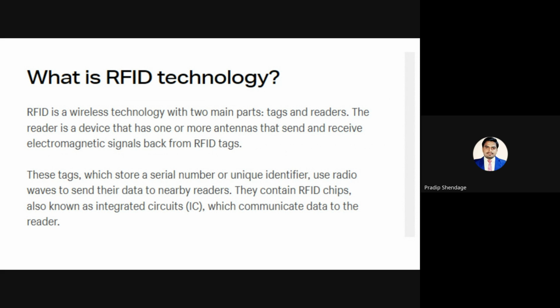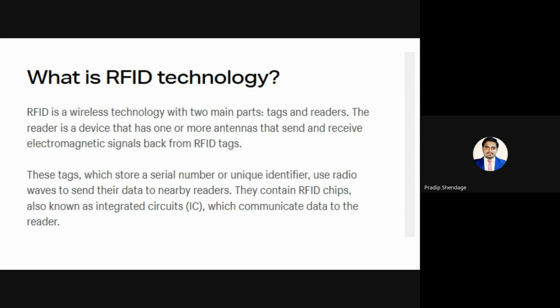The next part is the tags, which store a serial number and unique identifier, and use radio waves to send their data to nearby readers. They contain an RFID chip, also known as an integrated circuit, which will communicate data to the reader. Basically, these systems are used when we want to track and monitor any object in a particular environment where humans can't reach easily. So we can use this technology in that case.